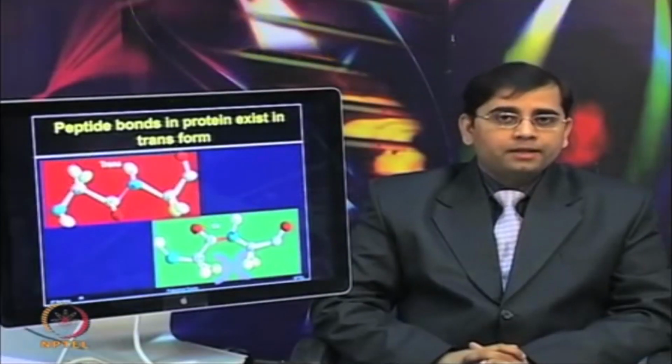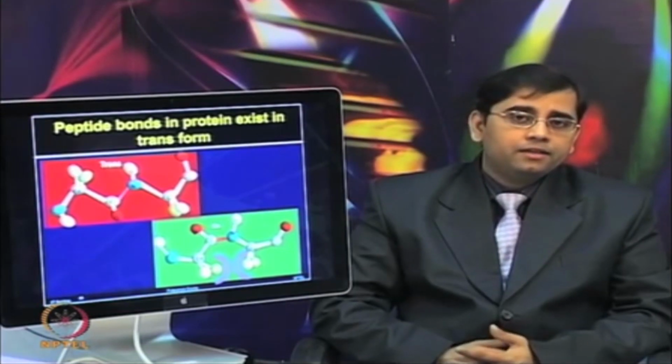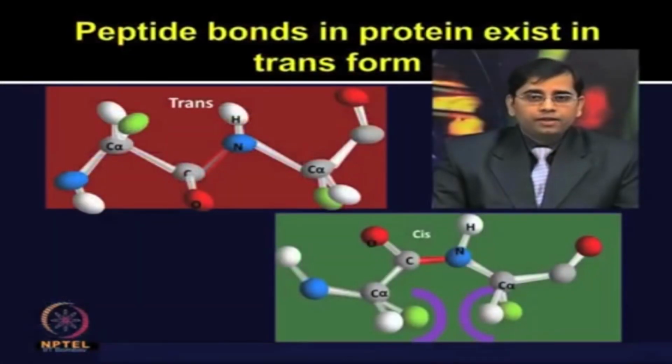Now, there could be 2 forms, the cis form and the trans form, but peptide bonds in proteins exist in the trans form. If you see the top panel, the trans configuration, there are two C alpha on the opposite sides of the peptide bond. This configuration allows fewer steric clashes, whereas if you look at the bottom panel, the cis configuration, there are 2 alpha carbons on the same side of the peptide bond. So, there is more probability of steric clashes. Therefore, peptide bonds in proteins exist in the trans form.